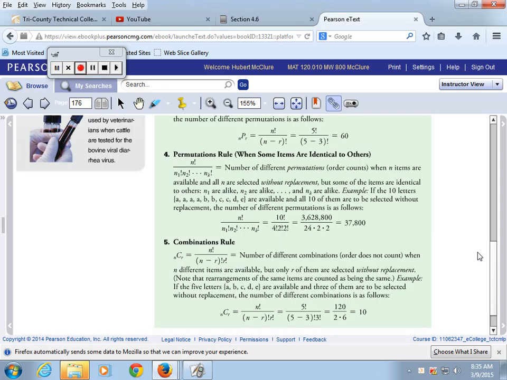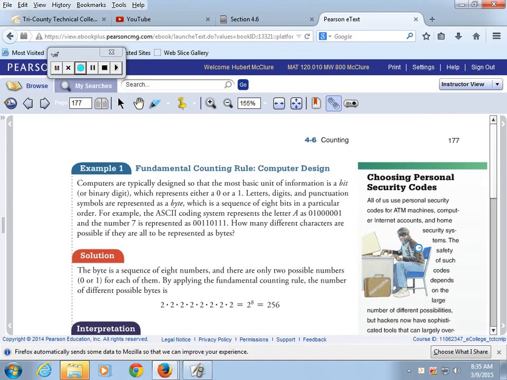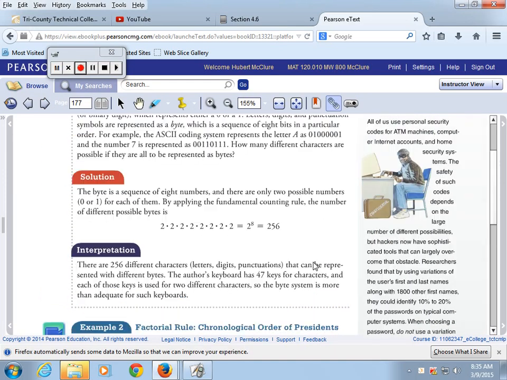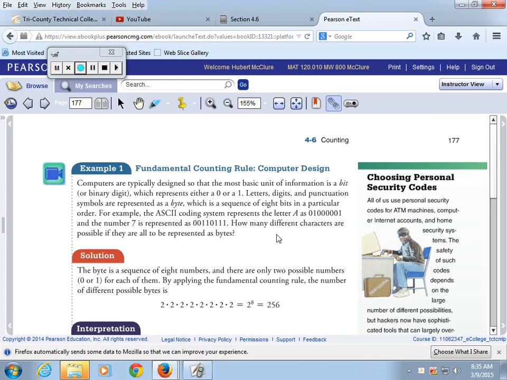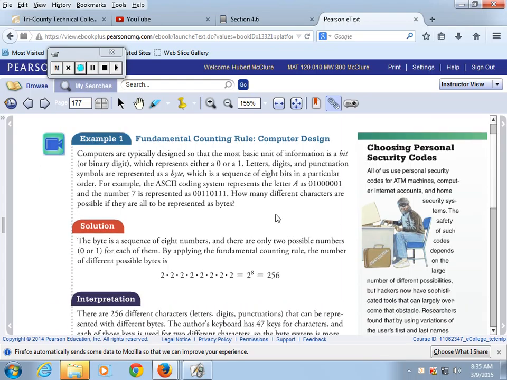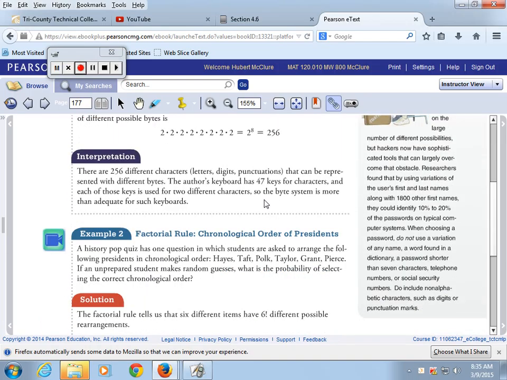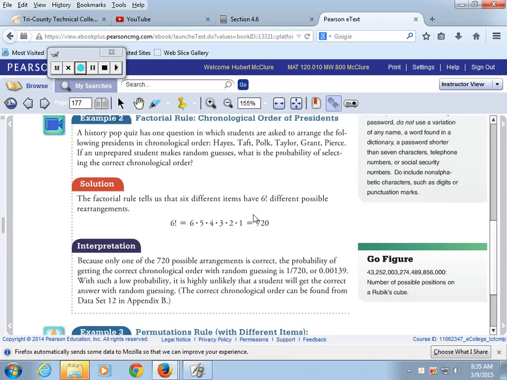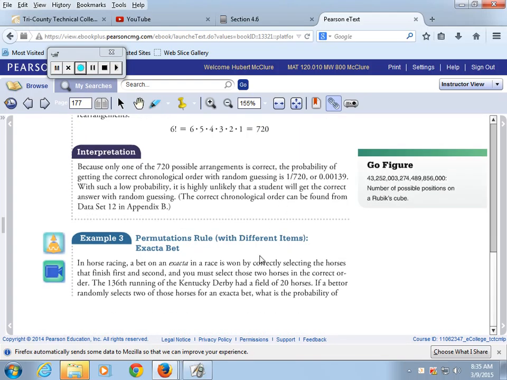Now, like I said, we'll show you how to use the formula, but on a scale from 1 to 10, your calculator and your Excel should be used versus by hand. But I'll show you all three because I know somebody's going to say they want to do it by hand. So, page 177, that's the counting rule. I'm not going to spend a lot of time on the factorial rule. I'm going to spend more time on the permutation.